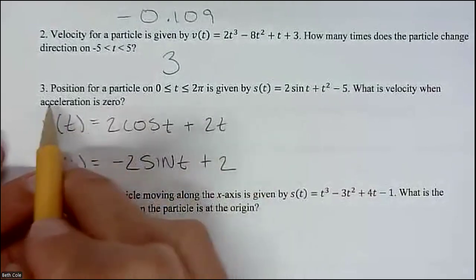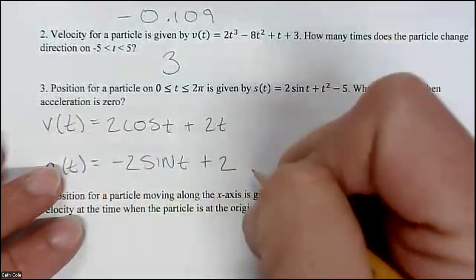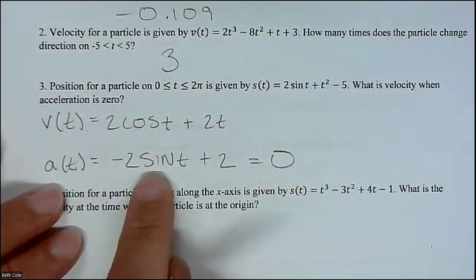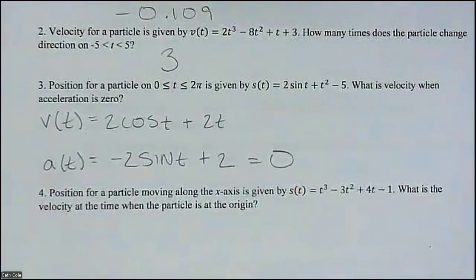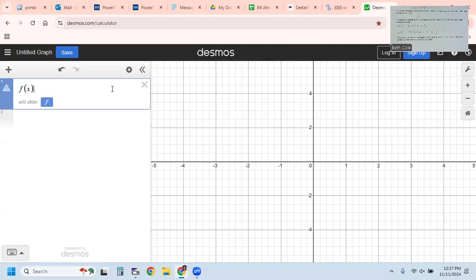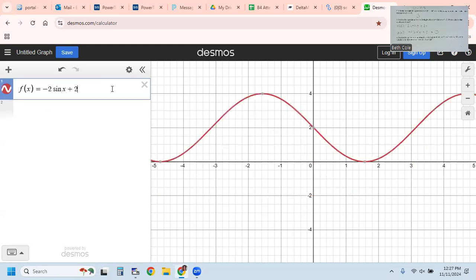It says when acceleration is 0. So we're going to set our acceleration equal to 0. And there's where we're going to use our calculator because it's calculator allowed. So we're going to clear out what we had before and in that first one. And again, I'm just going to type f of x. We're going to plug in negative 2 sine x plus 2. Your default setting is radians, so just don't change that. You want to be in radians.